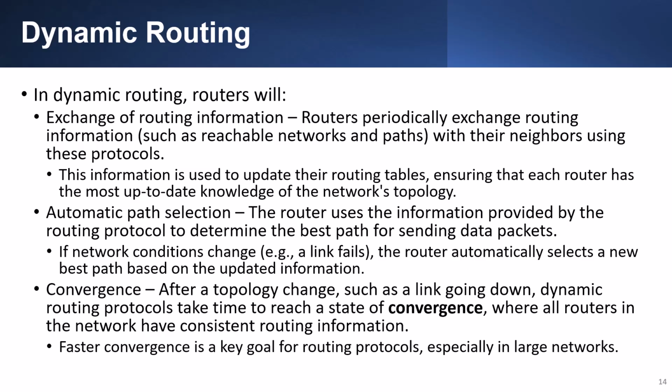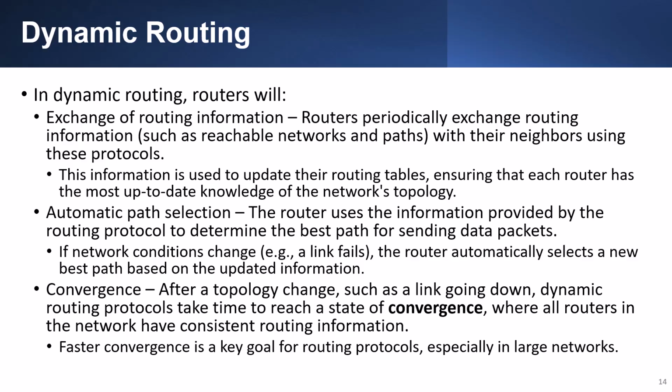In dynamic routing, routers will exchange routing information, where routers periodically exchange routing information such as reachable networks and paths with their neighbors using these protocols. This information is used to update their routing tables, ensuring that each router has the most up-to-date knowledge of the network's topology. Automatic path selection is where the router uses the information provided by the routing protocol to determine the best path for sending data packets. If network conditions change, such as the link fails, the router automatically selects a new best path based on the updated information.